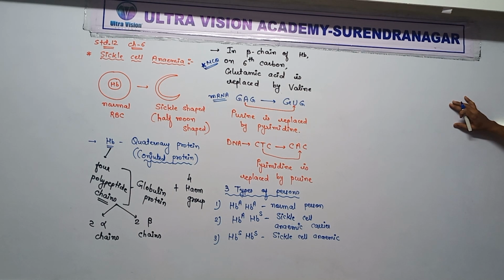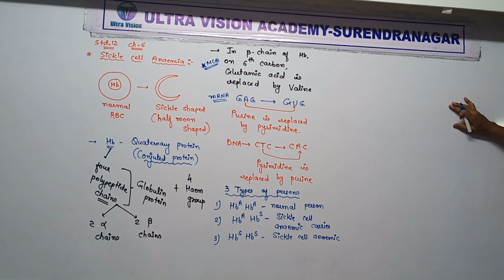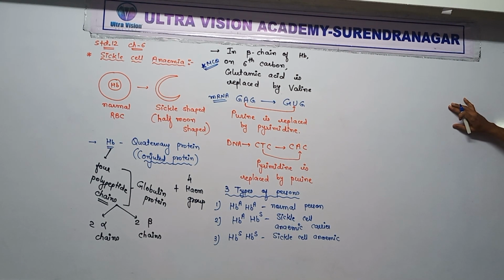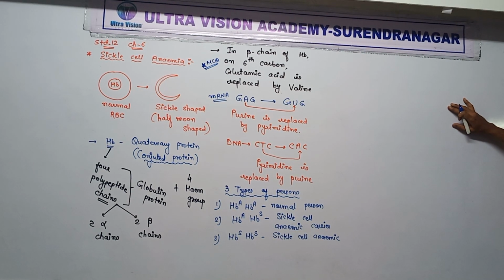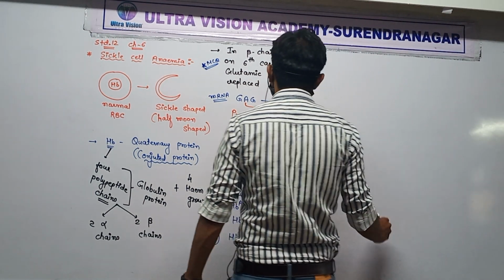Sickle cell anemia is a quantitative disorder or a qualitative disorder? Okay, wait. Think about this. I will complete thalassemia, then I will ask this question. Sickle cell anemia is a quantitative disorder or a qualitative disorder? So this is about sickle cell anemia. Let's start with thalassemia.